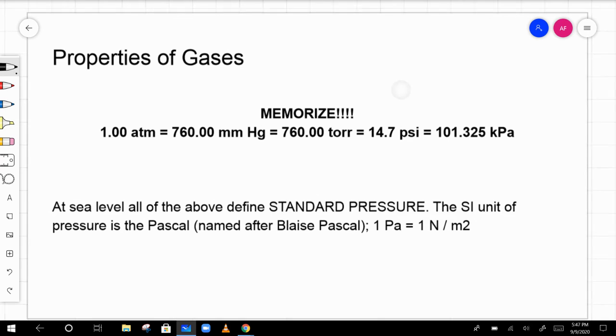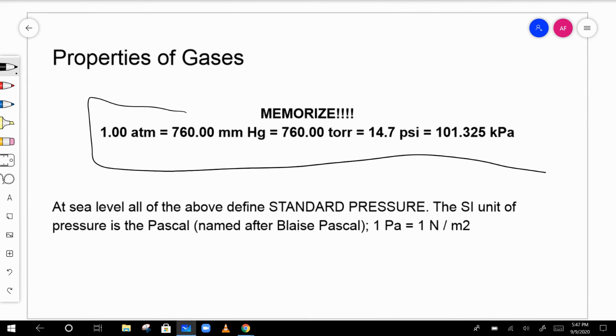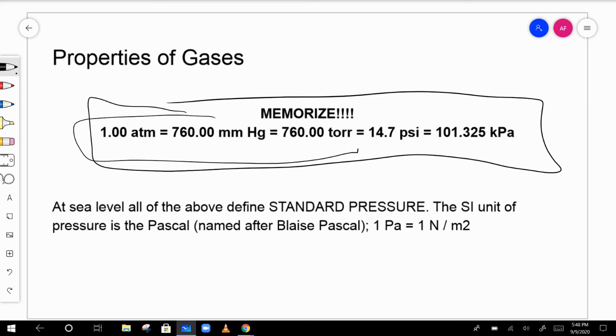Next, it's good to have this memorized. They give you, I believe, these ones on the cheat sheet, but I don't think they give you this one. I'm not sure about this one, but you really want to memorize this. It makes it really, really simple, because you have to be able to convert pressures.